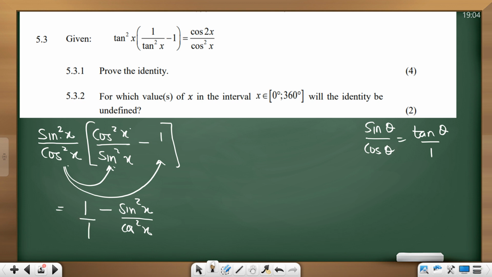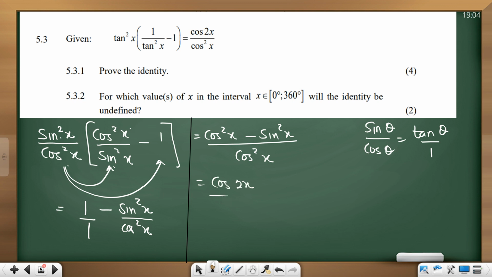Can we put over 1? DDD. Diagonal, diagonal, denominator. Do you see my denominator is already there? Come on, guys. Math is fun. 1 times cos squared x would give us what? Cos squared x minus, we multiply across. What do you have? Sine squared x over cos squared x. Cos squared x minus sine squared x. That's an identity. What identity is that? Cos 2x over cos squared.